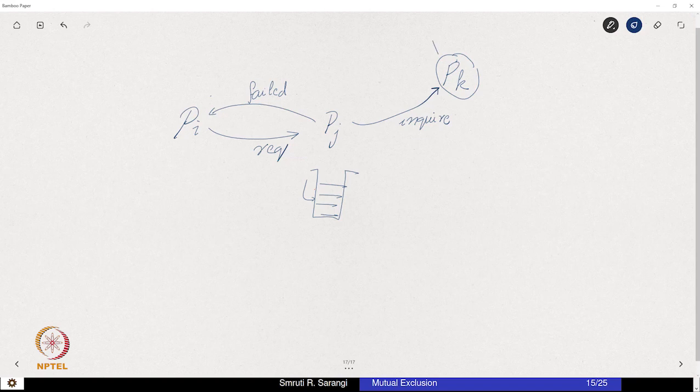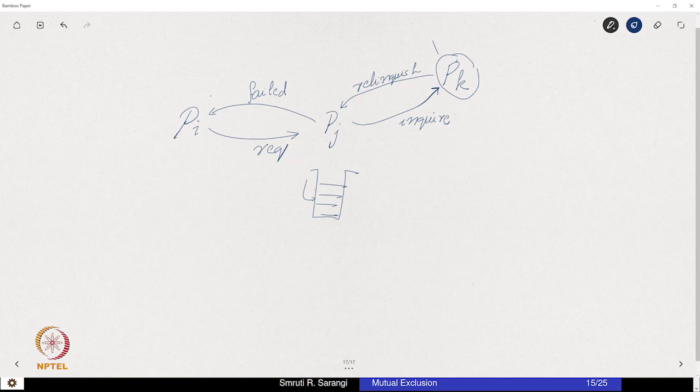Nobody has sent a failed message. It will just defer the reply. And let's say somebody says, look, I can't satisfy your request, then of course what comes back is a relinquish. So then PK also records the fact that PJ is not locked for it. Then PJ is now ready to lock itself for any other message.